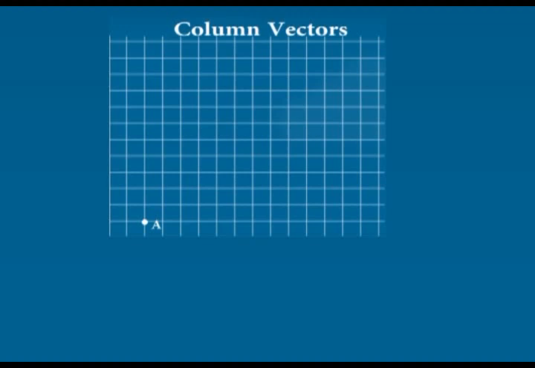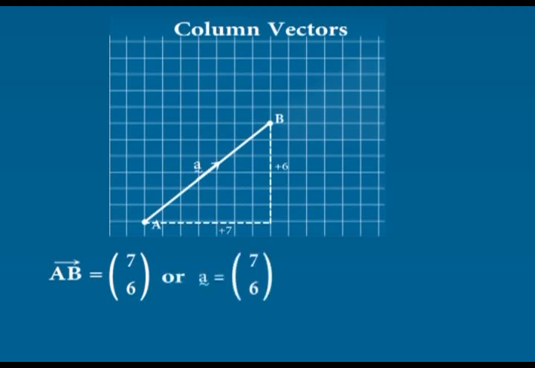Suppose now we introduce another point B. With respect to each other, we can give some description about either of the points. If each square has a length of 1 unit, then the movement from A to B can be described as 7 units to the right and 6 units upwards. This is written as AB is equal to (7, 6). When written this way, this is called a column vector.